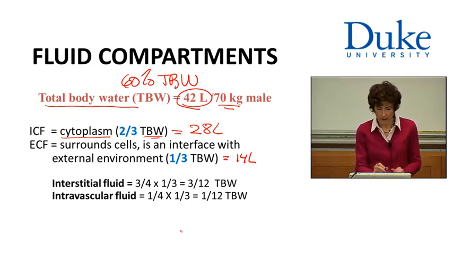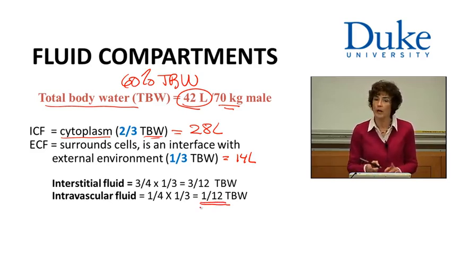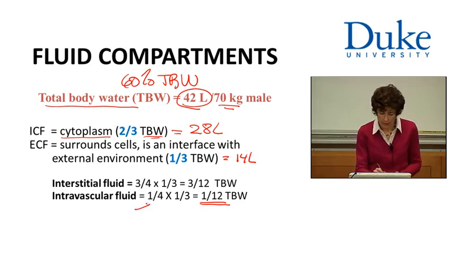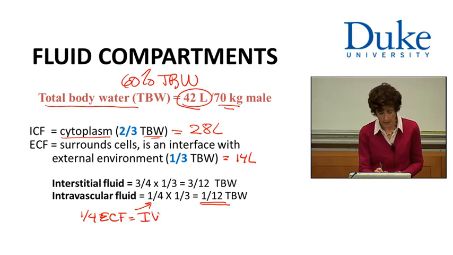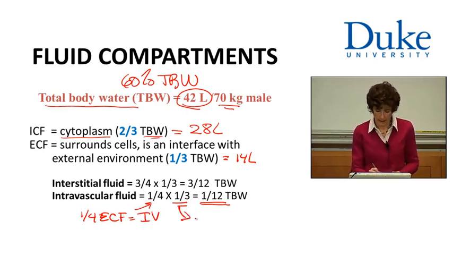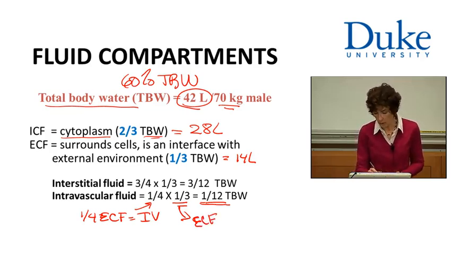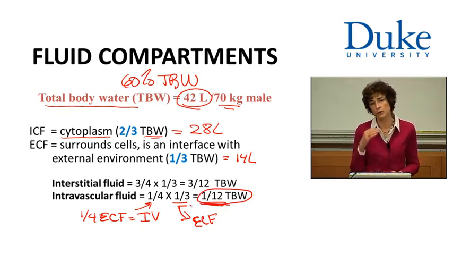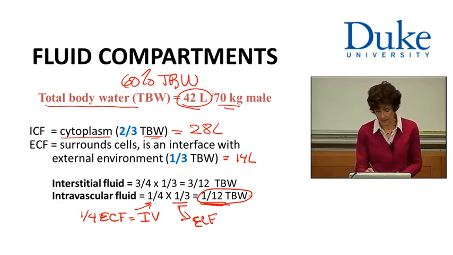And then within the ECF, or the extracellular fluid space, we have this intravascular fluid. And the intravascular fluid is actually only 1/12 of the total body water. That is, it's 1/4 of the ECF. So 1/4 of the ECF is equal to the intravascular space, times 1/3, which is the ECF. That is, of the total body water. And that gives us then 1/12 of the total body water is equal to the fluid phase of the blood, or the vasculature. And that is equal to the plasma.